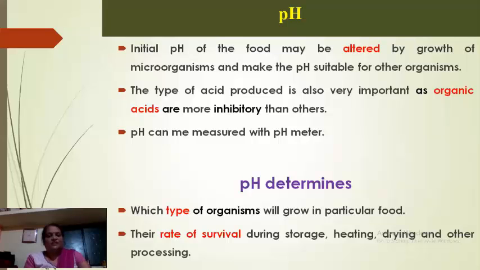Now, pH is thus a profoundly affecting factor for composition of food and for growth of microorganisms. Thus, pH determines which type of organisms will grow in particular food and their rate of survival during storage, heating, drying, and other processing.